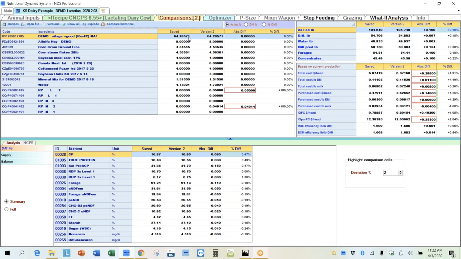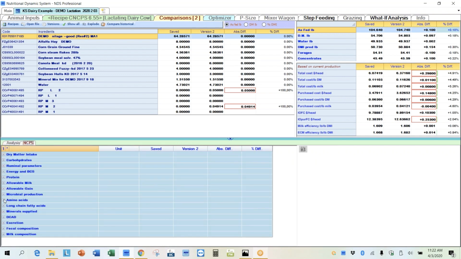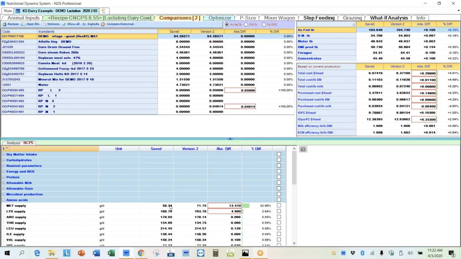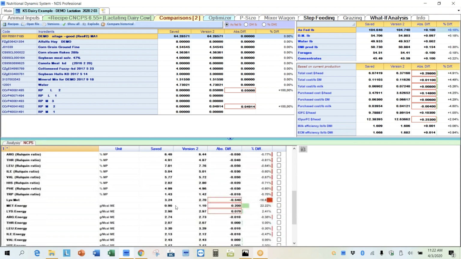Now, we've got the two diets lined up here. You can see that I've added this and this, and I can go down to CNCPS, amino acids, and see where my supply was, or I can go down to energy-wise, and my methionine for energy went from 0.9 to 0.12, and lysine went from 2.9 to 2.97. So just some very basic hunt and peck mechanism you can do here.